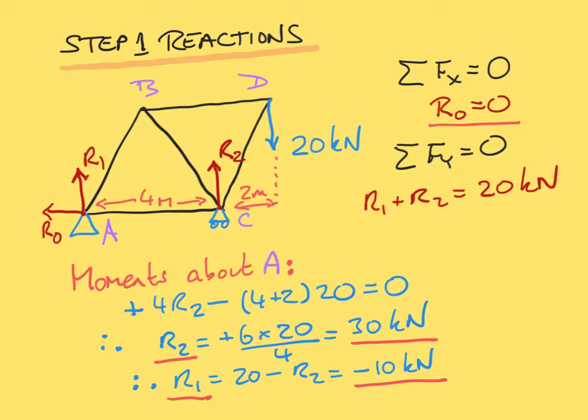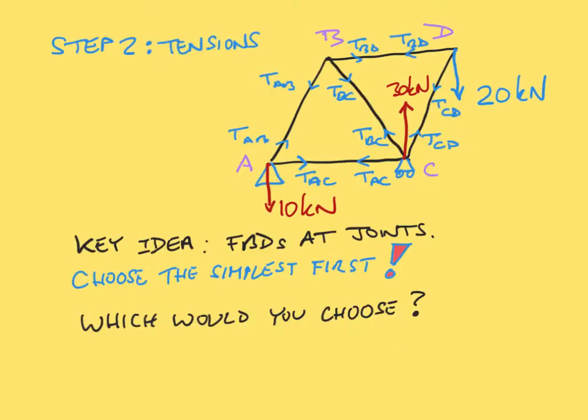We just rearrange that and we find that R2 is 30 kilonewtons. This tells us that R1 is going to be 20 minus 30 when I take it over there. So R1 is minus 10 kilonewtons. In other words, the reaction is downwards. Okay, that's step 1. The remainder of the problem is to find the tensions in the individual members.